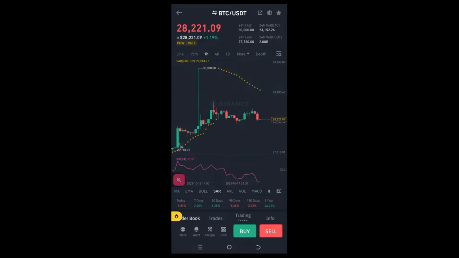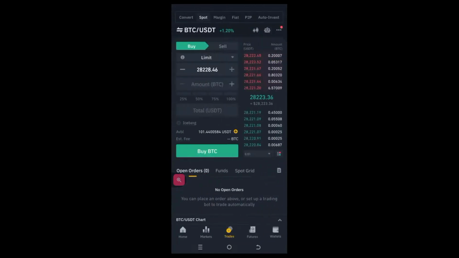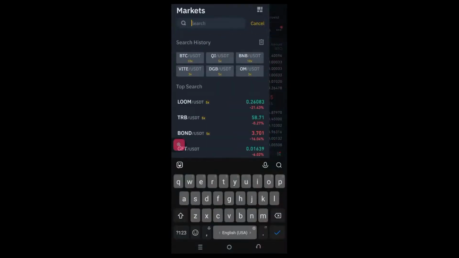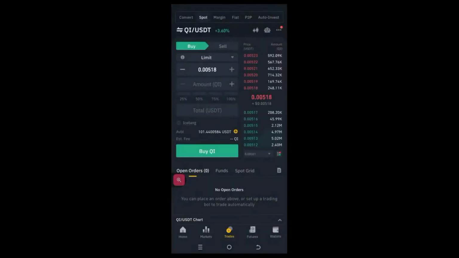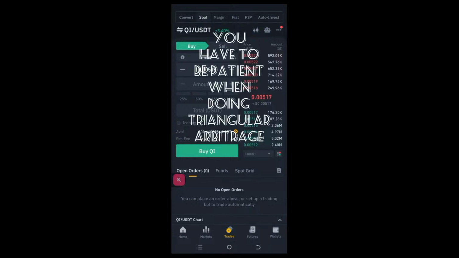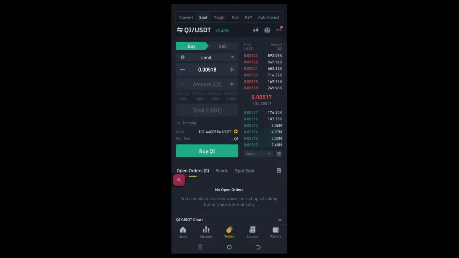But anyways, it's not about BTC. It's actually about QIUSDT, and that is our triangular arbitrage. And it's good. We were able to make money. Anyways, but you see, let me tell you something. You're doing triangular arbitrage. You gotta be patient because you never know when it's gonna come out.